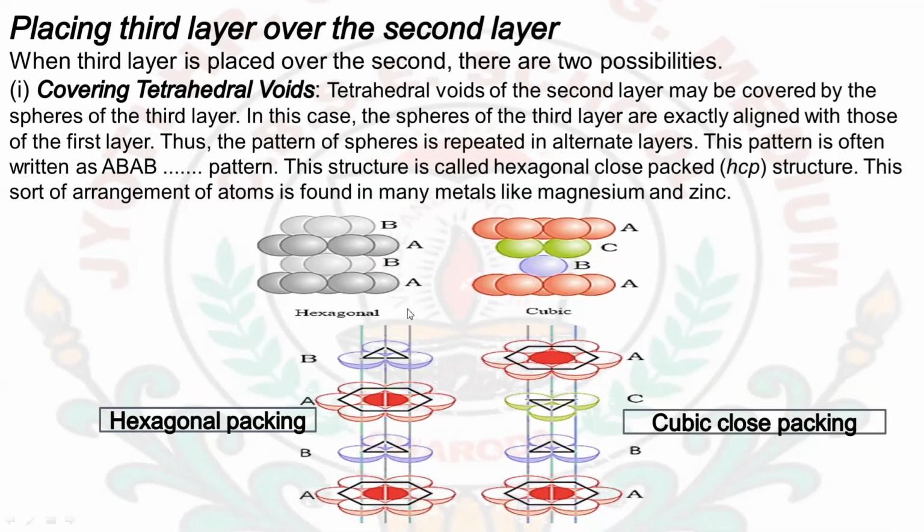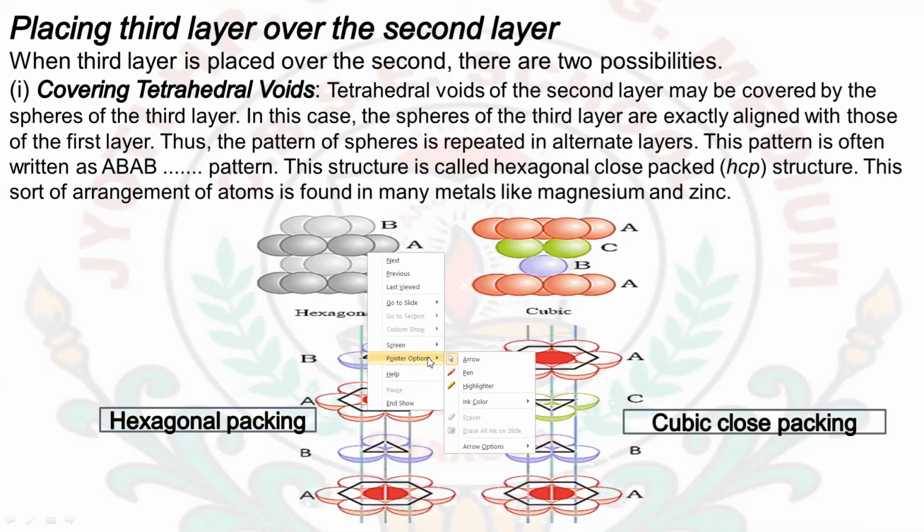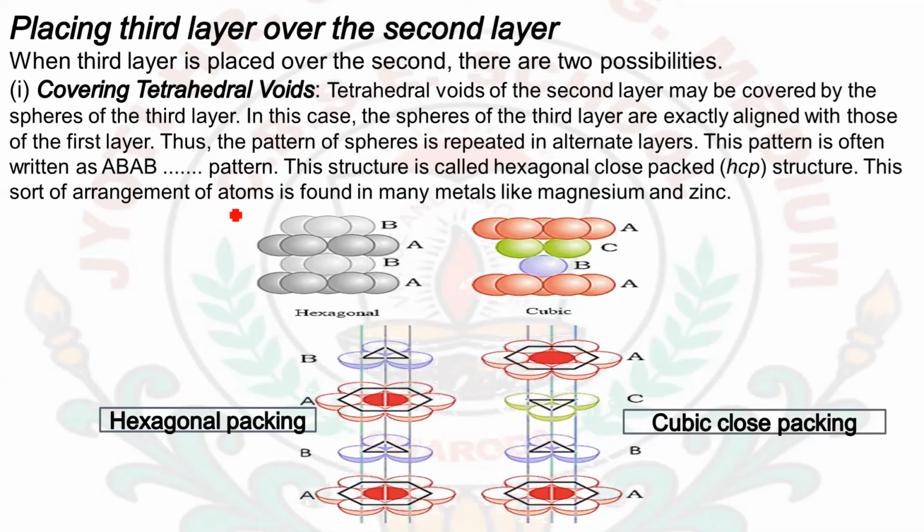Next, placing the third layer. How can we place the third layer over the second layer? When the third layer is placed over the second layer, there are two possibilities. How many possibilities are there? There are a total of two possibilities, covering the tetrahedral voids.